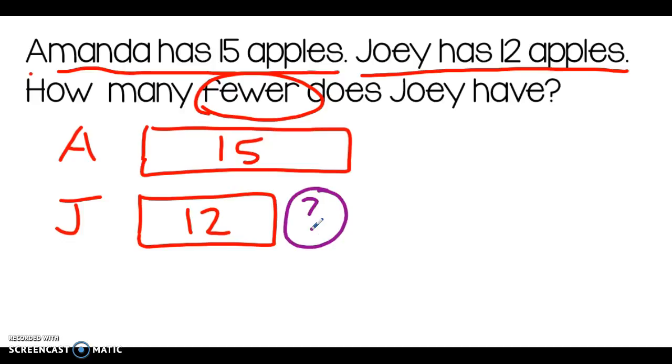Now I have a number on the top and a number on the bottom, which means I am going to subtract to find my answer. 15 minus 12 equals 3. If my two numbers were next to each other, I would add them together.